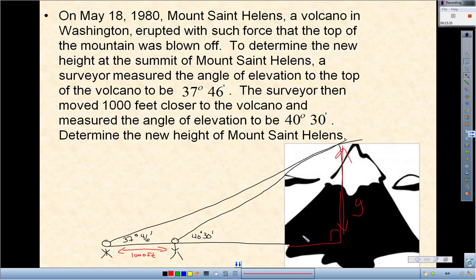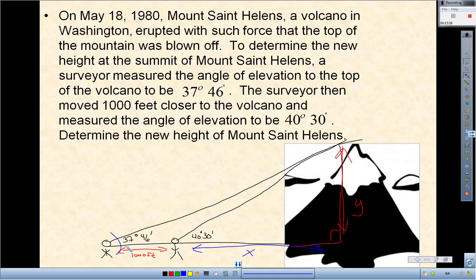So we're just going to call that y. Now, one other thing I want you to notice is we don't really know the distance the guy is from the mountain, so we're just going to call that x. Alright, what I'm going to do is look at two triangles. I'm going to look at the really, really big triangle, and I'm going to look at the very, very small triangle. So let's talk about the big triangle first, the one with the angle 37 degrees, 46 minutes.